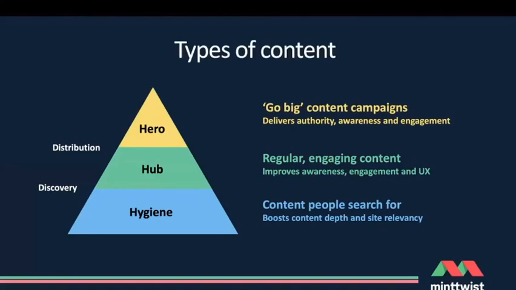Okay, so we have 3 types of content: hygiene, hub, and hero. So hygiene content is the typical everyday service page that most people would enter your website to visit. If we take the example of MintTwist and SEO, our hygiene page would be our SEO service page. That's where we want to drive all our users to, and it's the conversion page for us. That is just your very basic website content that everyone should have. For each service that you offer, you want to have that hygiene page there.